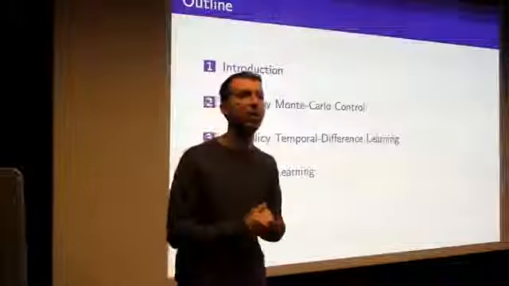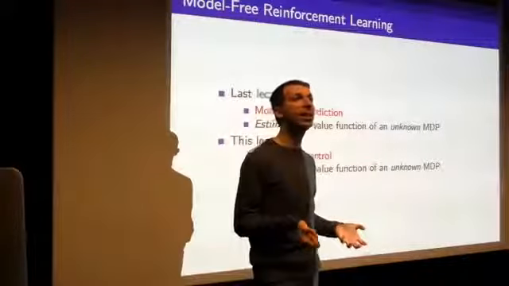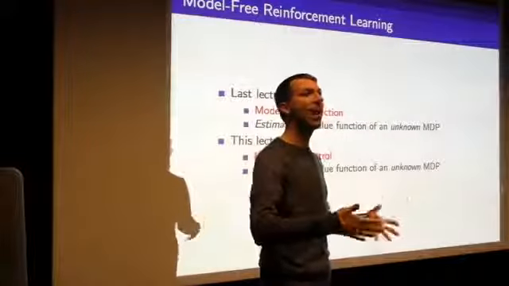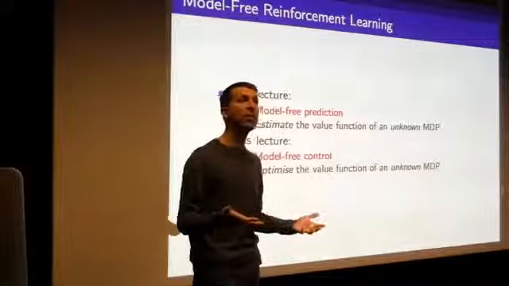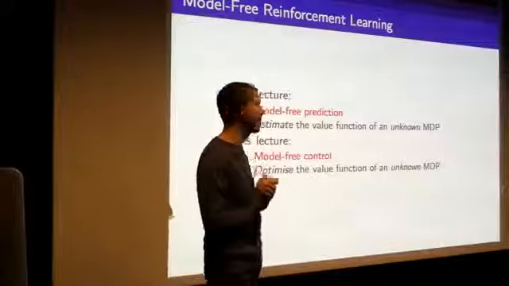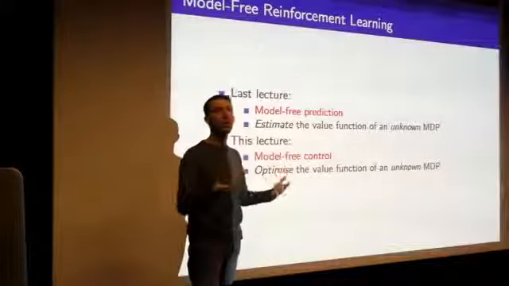So how are we going to do that? Well, last lecture, we basically built up the toolkit that we're going to need. Last lecture, we saw how to do model-free prediction, how to evaluate a given policy. If you drop your robot into a given MDP and you ask it how much reward it will get if it follows a particular behavior, last time we saw how to do that using Monte Carlo evaluation and temporal difference learning. And that just helped us to estimate the value function of some unknown MDP.